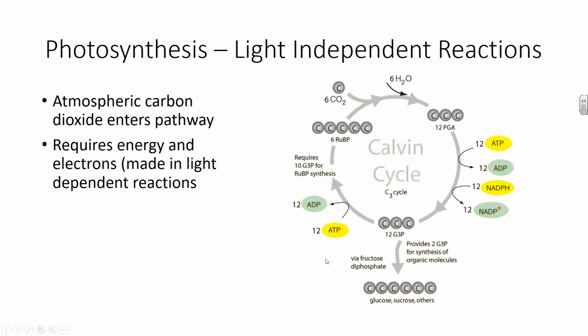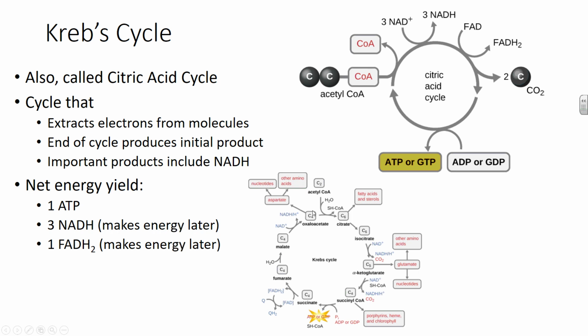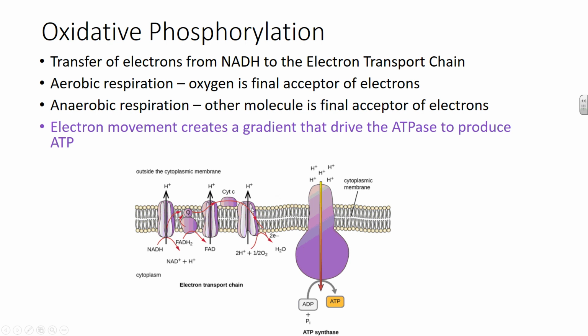So just to finish up this PowerPoint, let's go back through each process and point out the purpose. The purpose of glycolysis: take that 6-carbon sugar, split it in half, preparing for the next step, making a little bit of energy as we go. Krebs cycle: moving all of those carbons through the cycle to pull the electrons out. Why did we pull the electrons out? The electrons will move through the electron transport chain, producing our gradient to make energy.